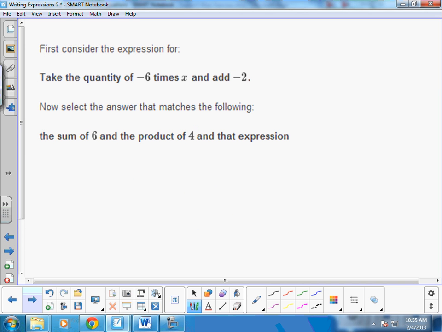Next one. Take the quantity of a negative 6 times x and add a negative 2. So a negative 6 times x and then add a negative 2 to this. Okay. It then says in the bottom part, the sum of 6 and the product of 4 and that expression. So the product of 4 and that expression would be a negative 6x plus a negative 2.